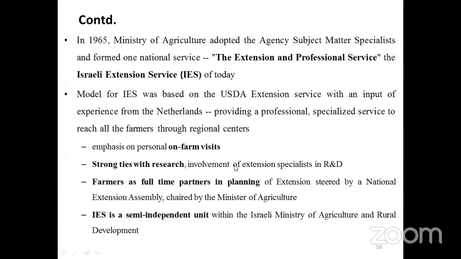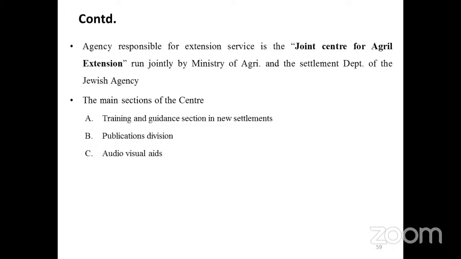Here they had this bottom-up planning where farmers are full-time partners in planning of extension. And this Israeli Extension Service is basically a semi-independent unit with the Israeli Ministry of Agriculture and Rural Development. They have this Joint Center for Agricultural Extension, which is mainly responsible for extension service. Under this, the main sections of the center are the publication division, audiovisual, home economics. Again, home economics comes here because of US influence.